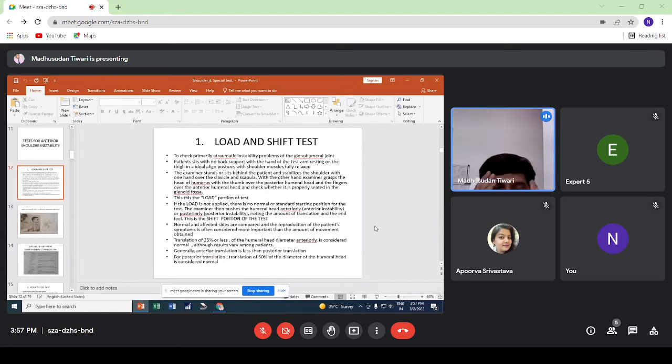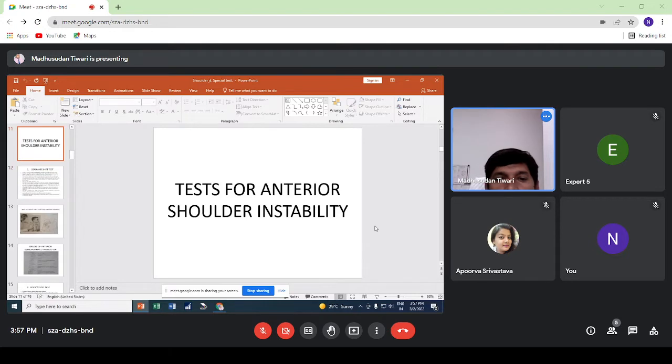Can anyone tell which dislocation is more common in the shoulder joint, whether it is anterior or posterior? Sir, can you tell which dislocation is very common in the shoulder joint? I think anterior dislocation. Yes, anterior dislocation is very common, because the joint is more unstable anteriorly, while posterior dislocation is less common. So this test is for the assessment of anterior dislocation of the shoulder joint.